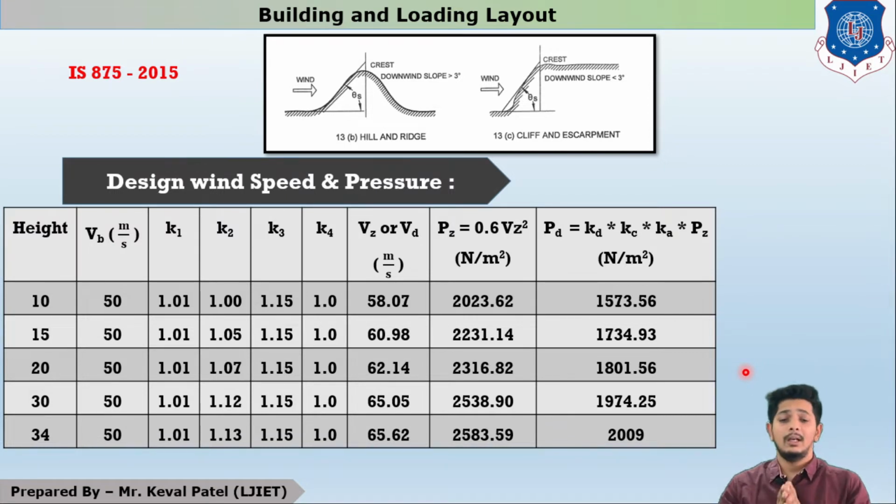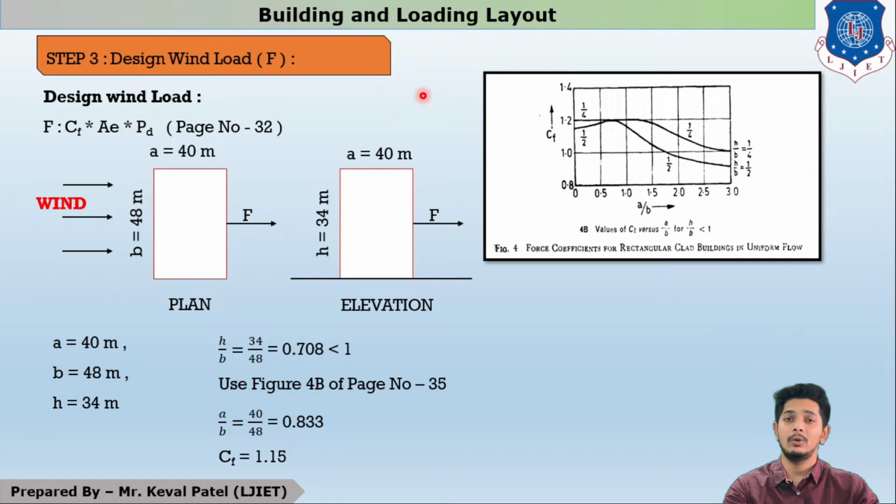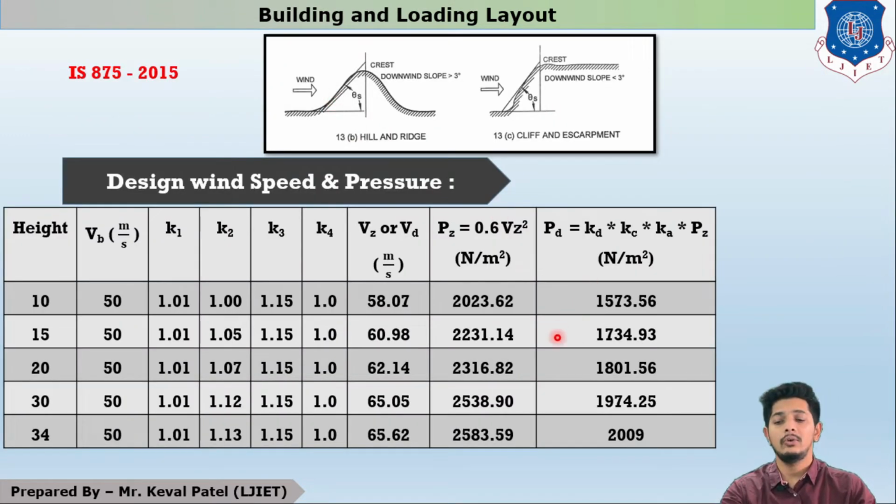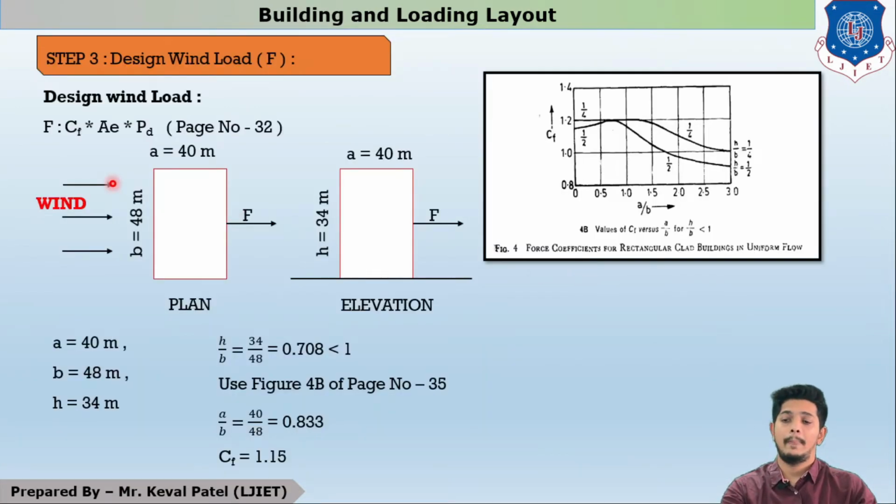So after finding Pd, I will move to step number 3: design wind load F. For F, we need three things: CF, A and Pd. The third thing, Pd, we just found in steps 1 and 2. So I have Pd for all the heights. Now, CF and A should be found.